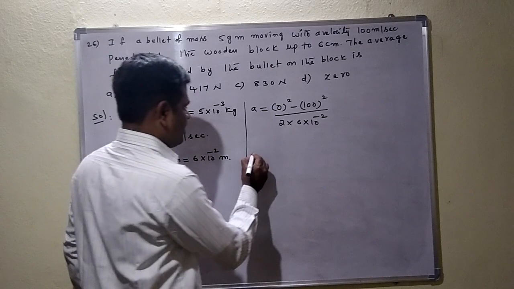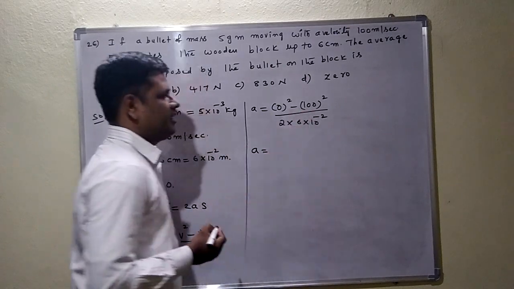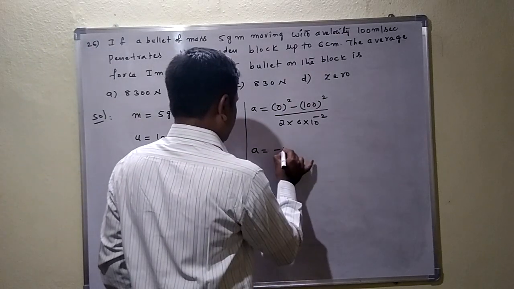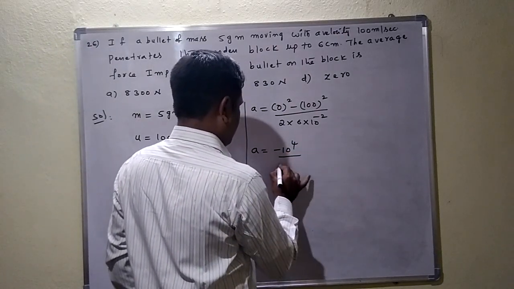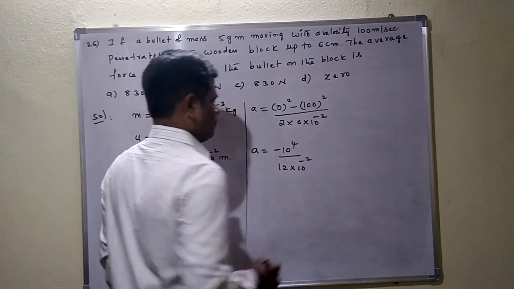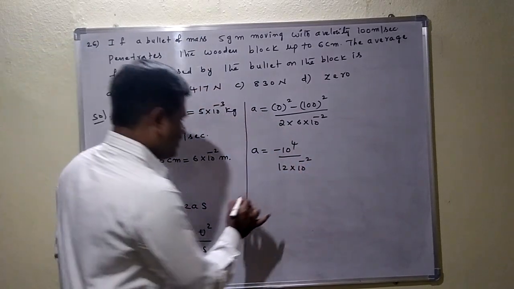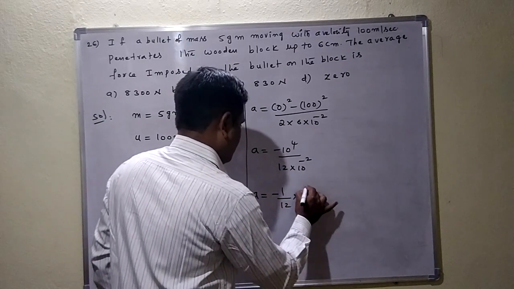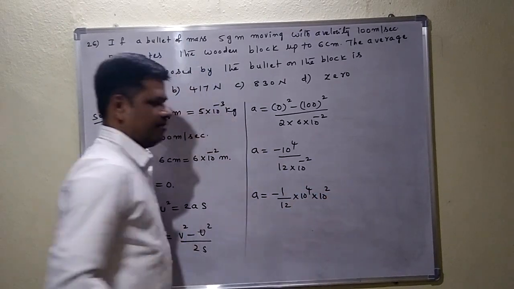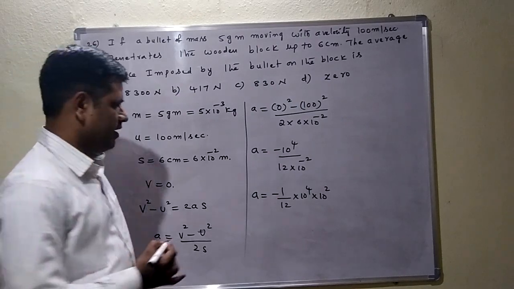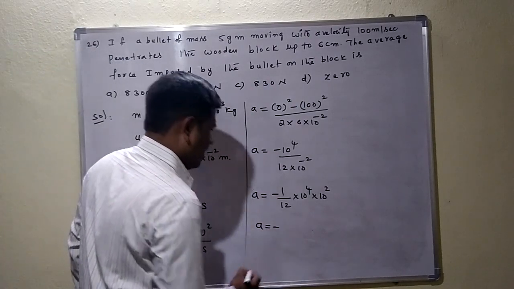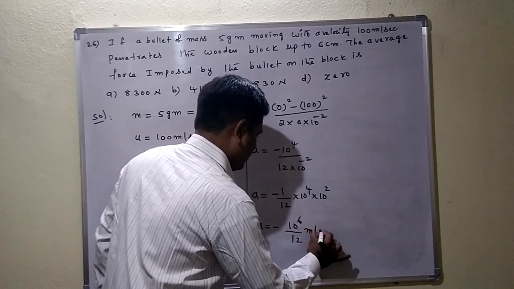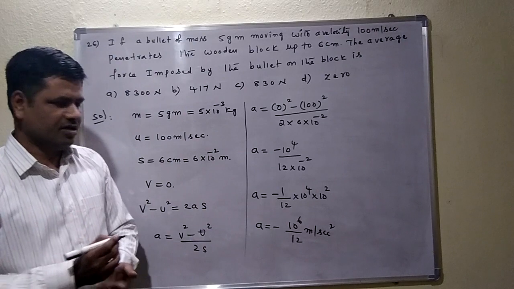Now from this, acceleration a can be written as minus 10 square whole square, which is 10 power of 4, by 12 into 10 power of minus 2. So a is equal to minus 1 by 12 into 10 power of 4 into 10 square. Now from this we are getting minus 10 power of 6 by 12 meter per second square. This is what we are getting as acceleration.